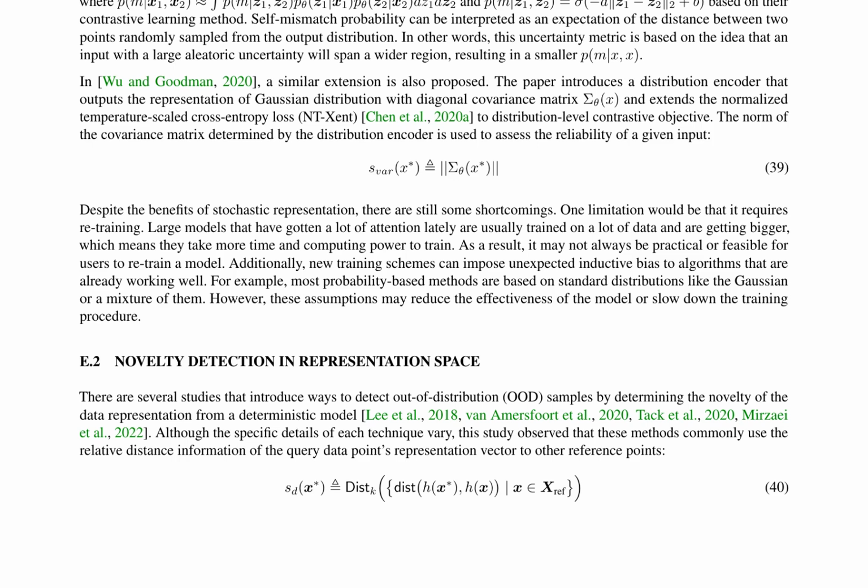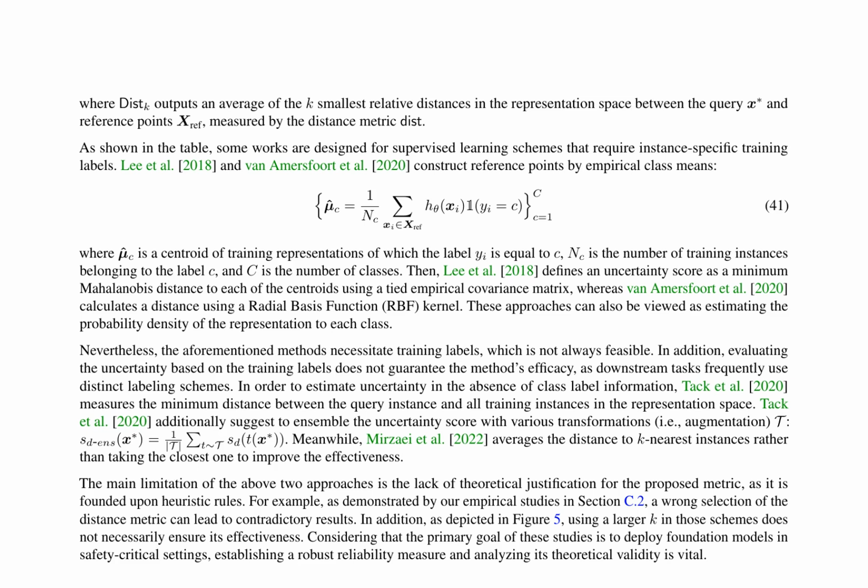Another area of research focuses on novelty detection in representation space, where methods detect out-of-distribution (OOD) samples by determining the novelty of the data representation from a deterministic model. These methods commonly use the relative distance information of the query data point's representation vector to other reference points. The dist function computes the average of the k smallest relative distances in the representation space between the query x and reference points x_ref, measured by the distance metric dist. This process differs from supervised learning schemes that require instance-specific training labels.